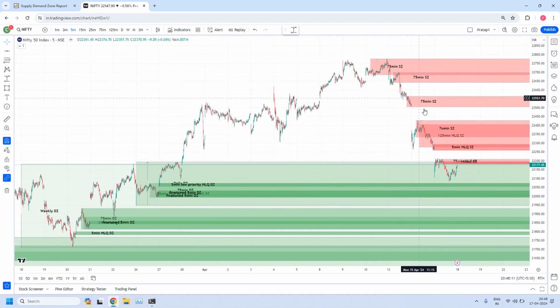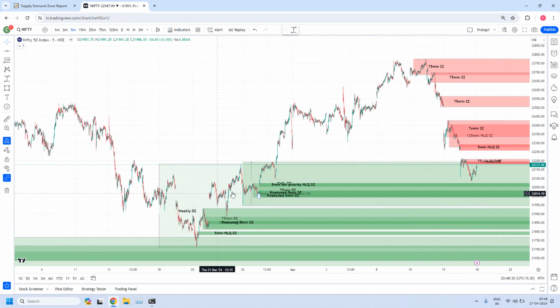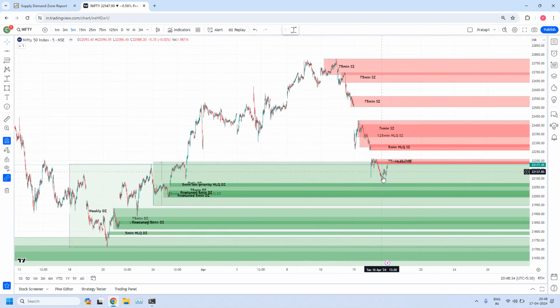Because bears came very close to the demand zone. Previously also we have seen such a scenario. Bears came very close to the demand zone. They entered. Last week it happened. We thought probably the zone will be violated. But institutions, they set everything, they prepared, and again they pushed the prices from here. This was the price action we have seen earlier. Now again prices entered into this area.